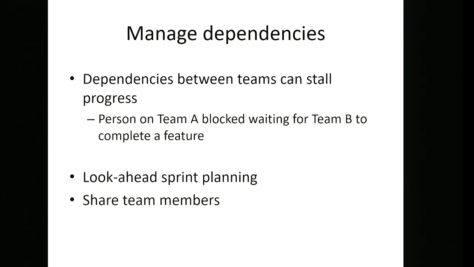The other thing one can do is share team members. So if you go back to that game example where you've got people doing driving physics and driving AI, maybe the driving physics and driving AI teams have a couple of people who logically sit in both teams. Maybe they swap every couple of sprints, or maybe they are actually involved in both teams somehow. That sort of thing can help to manage dependencies as well.